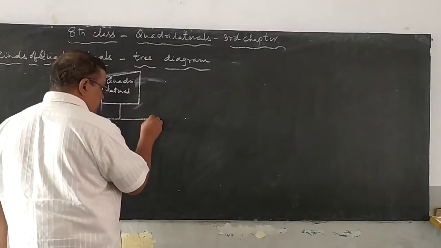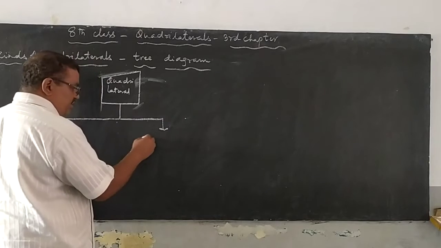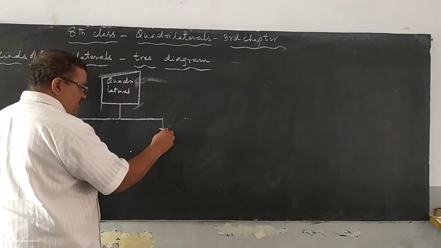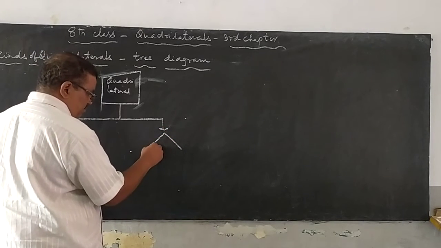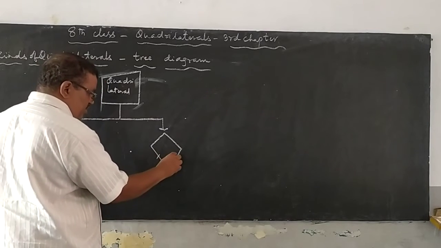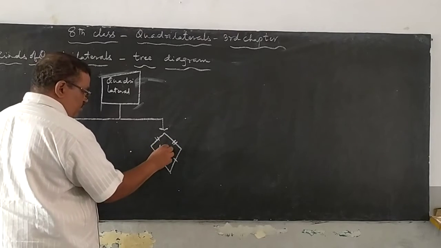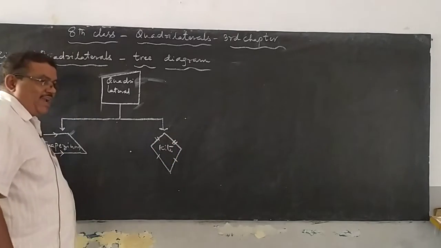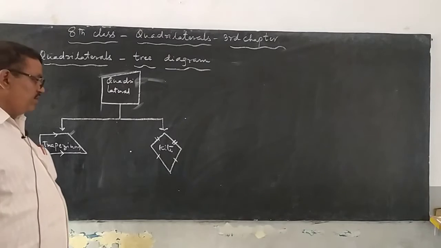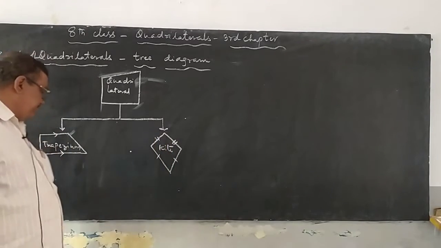The next one is a quadrilateral in which two pairs of adjacent sides are equal. These two sides are equal. These two sides are equal. This one is said to be what one? Kite. You know the shape of a kite.